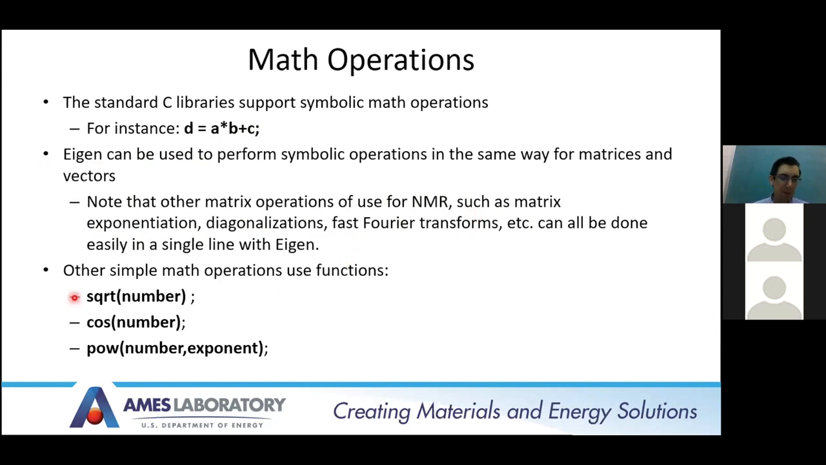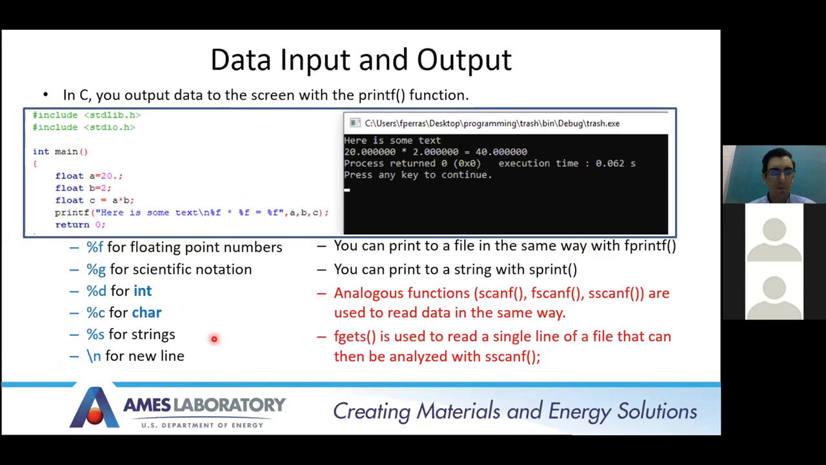Other examples of simple math operations would be square roots and cosines, much the same way that you would do them in Excel. This is how you would calculate a power. So n to the power of exponent would be the pow function, and you'd give those two variables inside the parentheses.